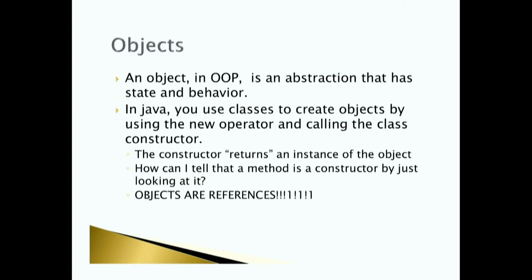Objects. An object is an abstraction that has state and behavior. So basically, you create a class, you define its state and behavior, and then you create objects that now have that state and behavior. What that means is your state is basically your instance variables, things that are specific to that class, or specific to that object, I guess is the better way to say that.